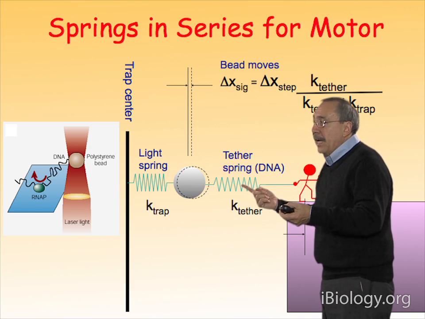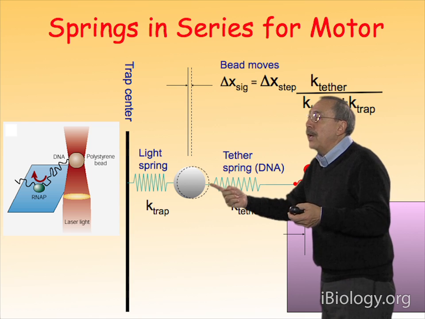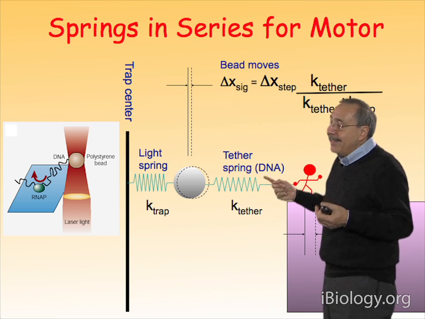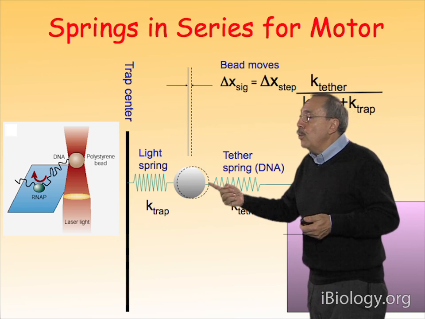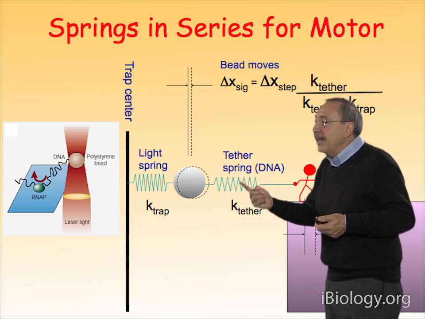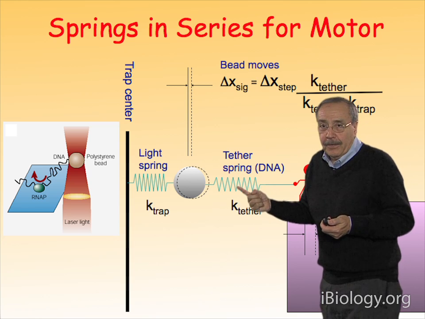And so the result of that is going to be that the bead is going to move a lot less than the actual motor. So essentially, in a sense, in this type of experiment, you lose some resolution due to the fact that your tether spring is not infinitely stiff, right?